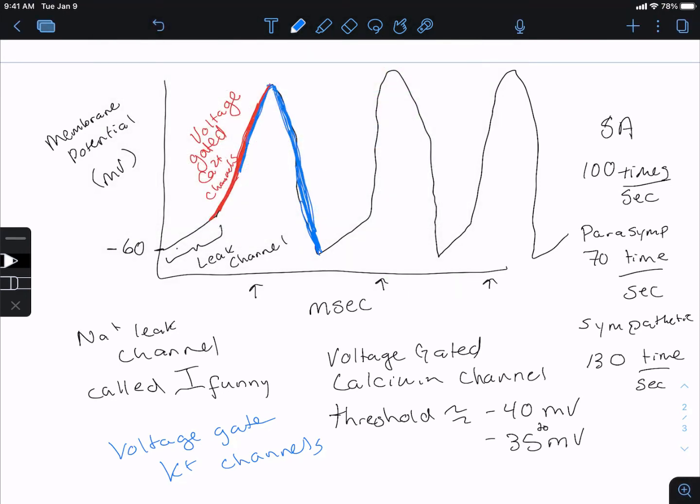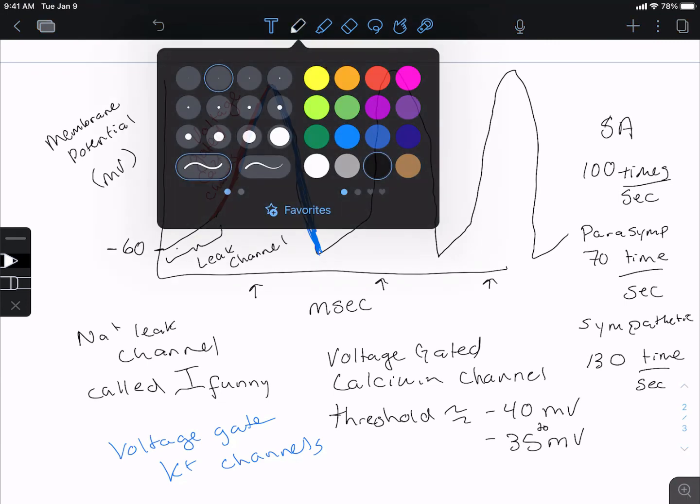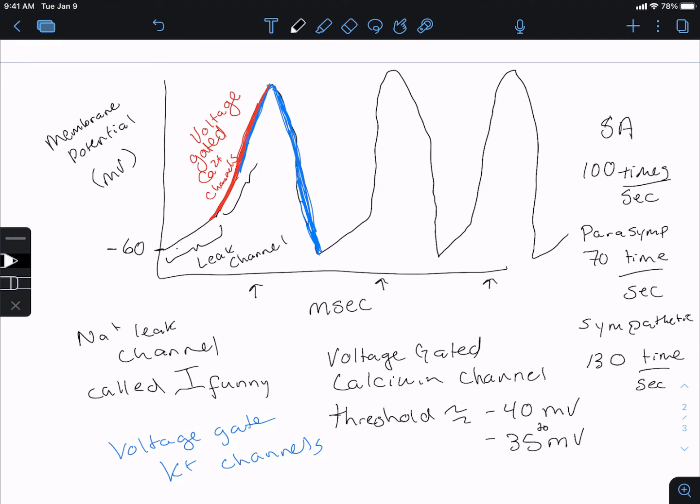Now the leak channels never really close, so they're going to be open in this region as well. But it's just a matter of being overpowered by potassium for the falling phase and so forth. So those leak channels are really quite important to this process, and it's the reason that this is an automatic process.